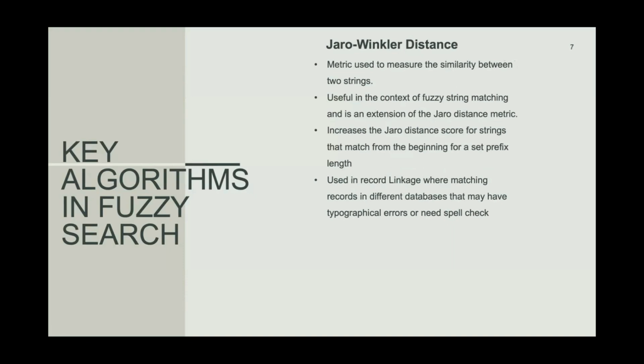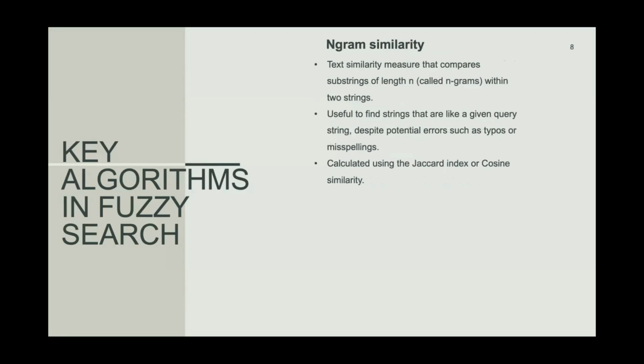And then we have n-gram similarity, which compares substrings of length n within 2 strings. By breaking down strings into overlapping n-grams, that's why the word n, this technique captures similarities when the strings do not match exactly. And this is very useful for fuzzy search, as I said, spell check, and plagiarism detection.